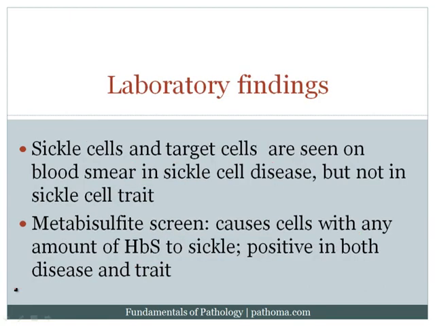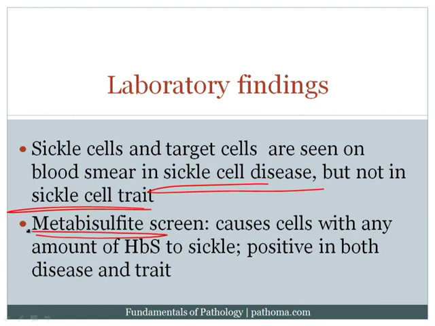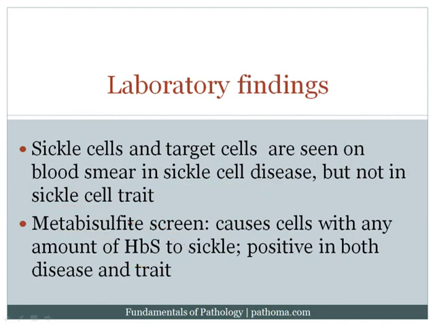Generally speaking, whether we're talking about sickle cell anemia or sickle cell trait, it's important to note some basic laboratory findings. Sickle cells and target cells would be seen in sickle cell disease, but not in trait. And you know that because in trait, the patients don't sickle, so we wouldn't normally see sickling red blood cells on a smear. However, were we to take metabisulfite, which is a chemical that can induce cells to sickle, then if there is any degree of hemoglobin S, whether it be 50% or less than 50%, it will cause the cell to sickle.